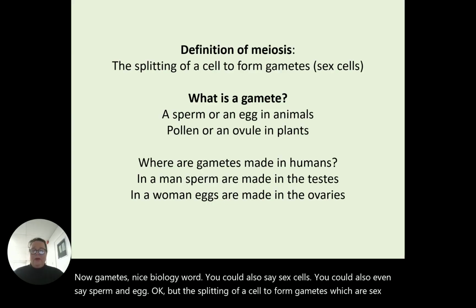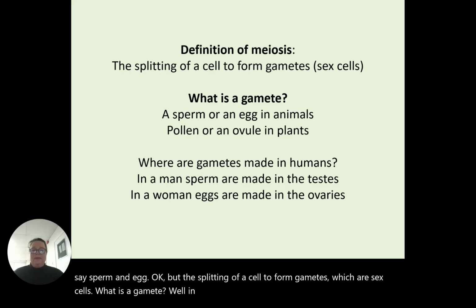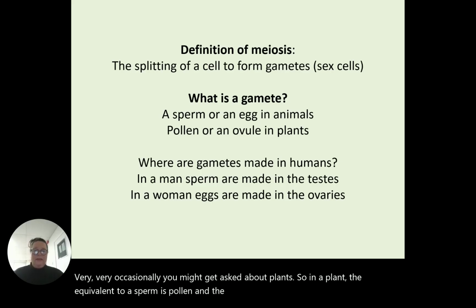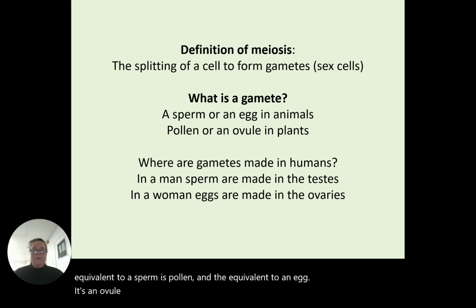What is a gamete? Well, in animals, in mammals, it's a sperm or an egg. Very, very occasionally, you might get asked about plants. So in a plant, the equivalent to a sperm is pollen, and the equivalent to an egg is an ovule. Okay, so be aware of those, but the main ones that come up are sperm and egg.